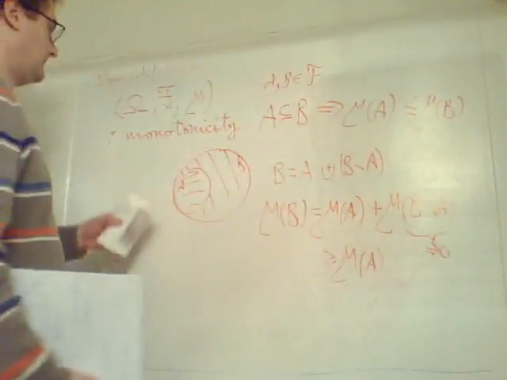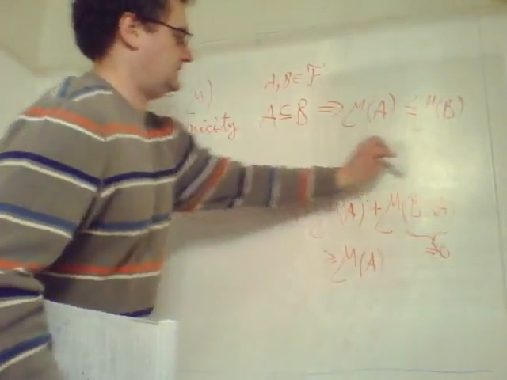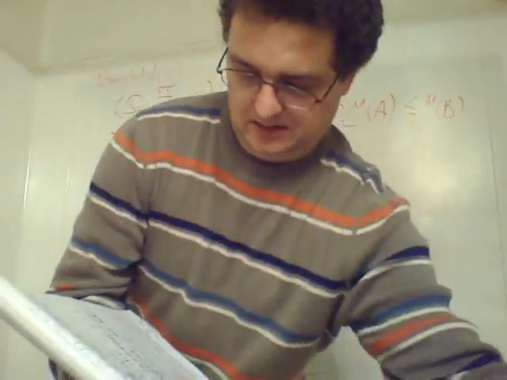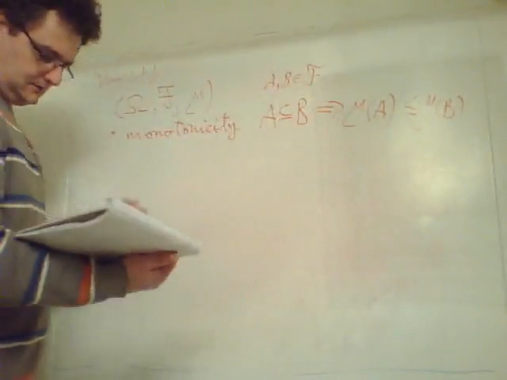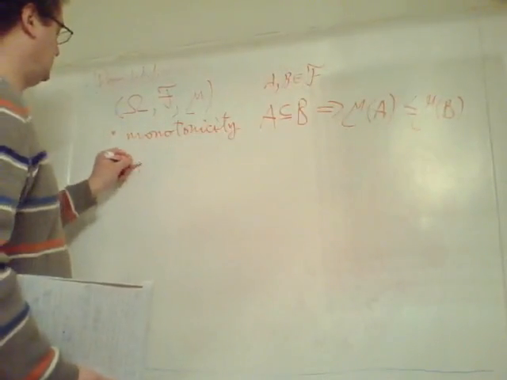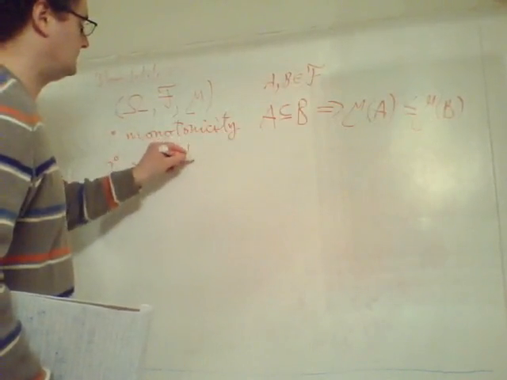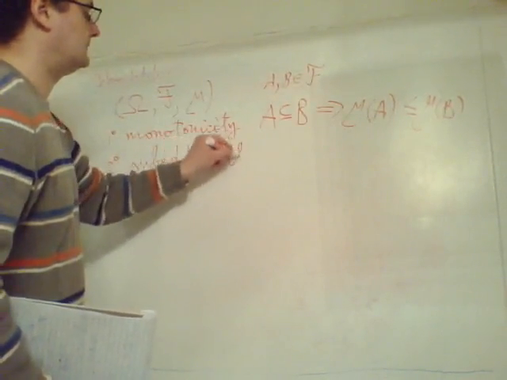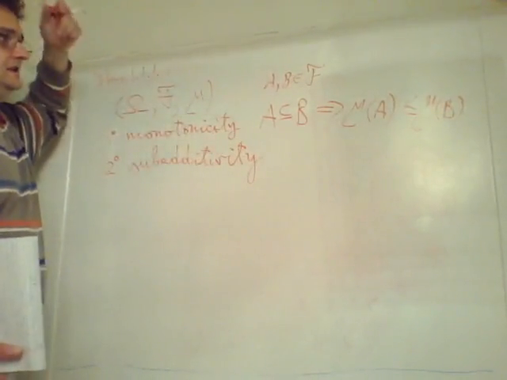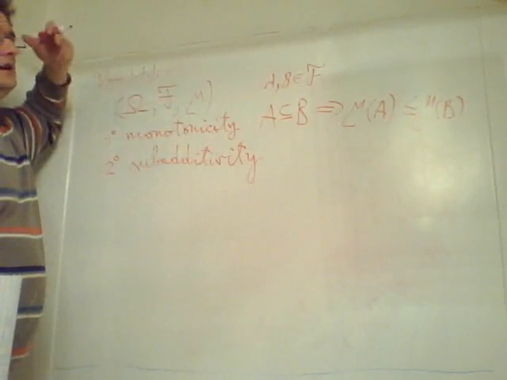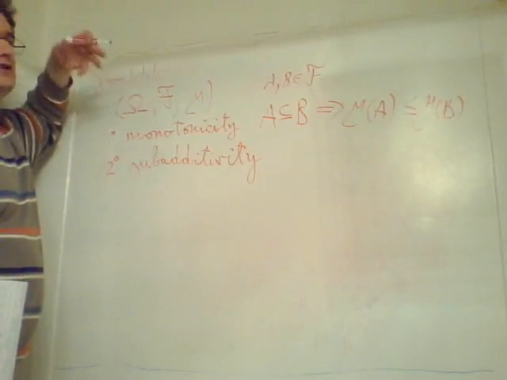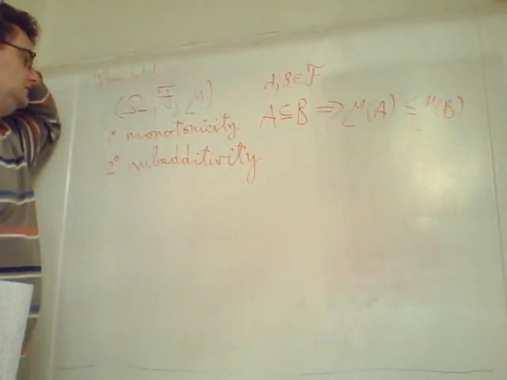That was easy. Alright, next property is subadditivity. So in the definition of measure, we just say that measure of the countable disjoint union is the series of measures of each component in that union.